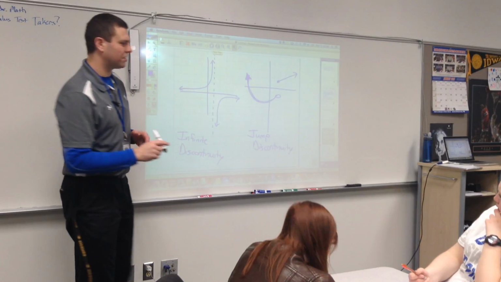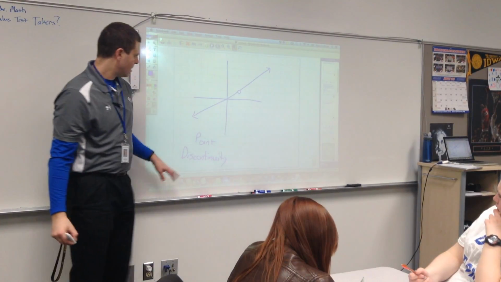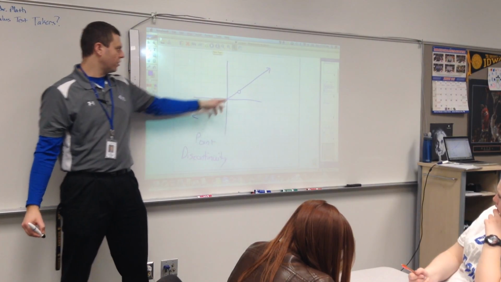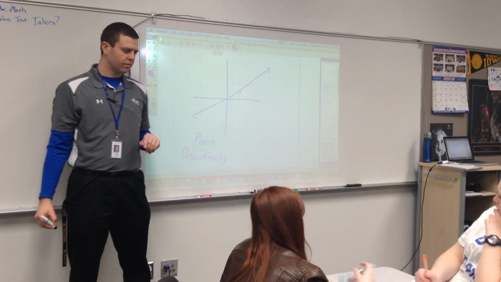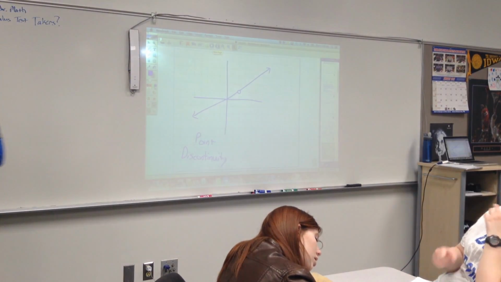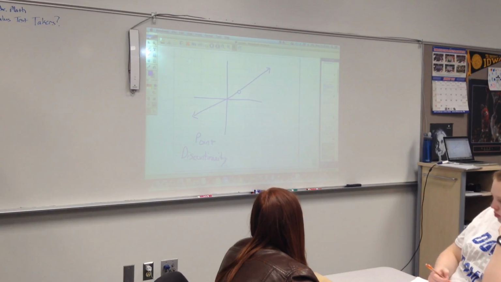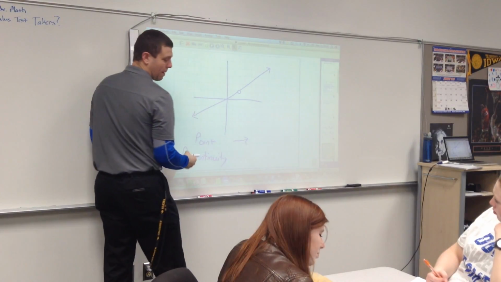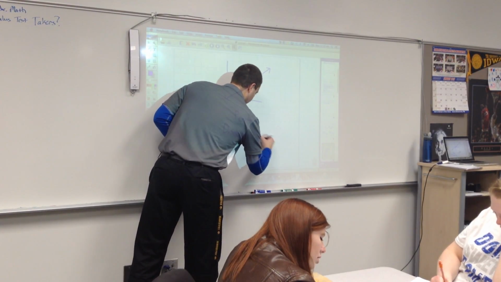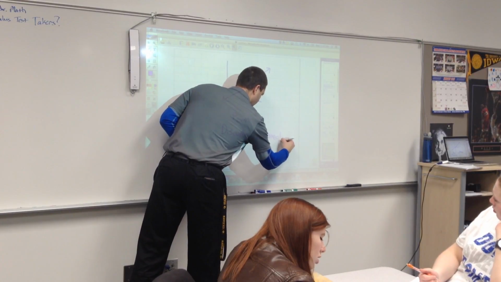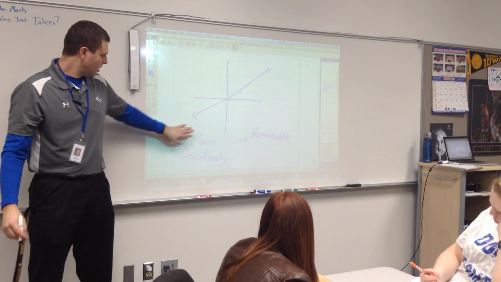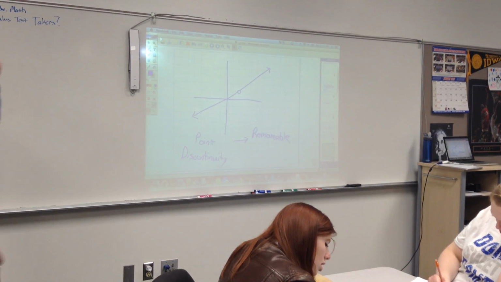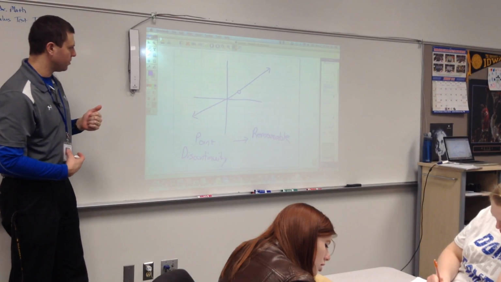There are three types of discontinuity. If a graph looks like this, where there's just a hole in the graph, that's called point discontinuity. What is that? I'll show you. It might not happen today, but I'll definitely have it around. Point discontinuity. That is one type of discontinuity.